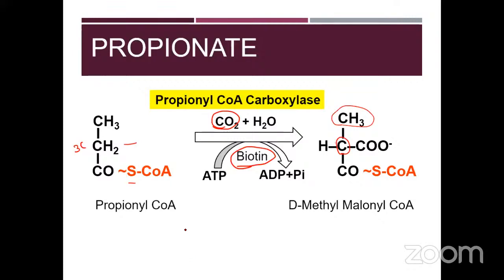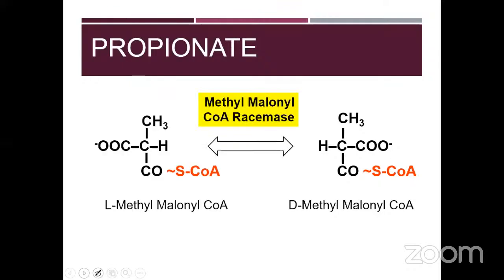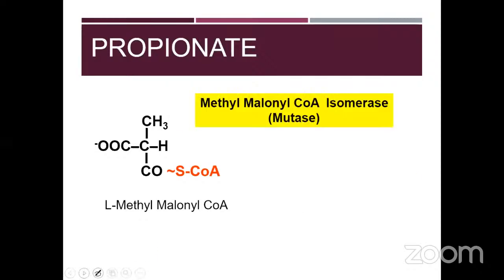I'm just telling you this can also be channeled to the gluconeogenic pathway. You will get the details when you study lipid metabolism. D-methylmalonyl CoA, the D form, can be converted to the L form, so this COO group is reversed to the other side. That is called L-methylmalonyl CoA.